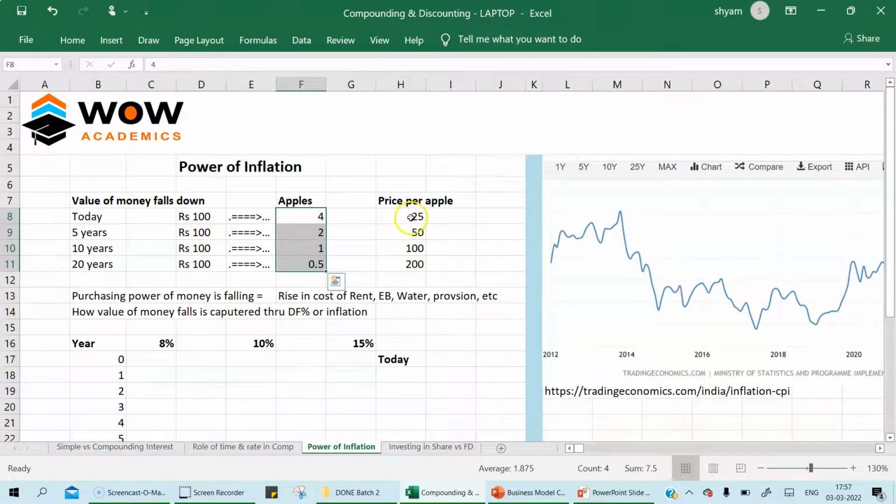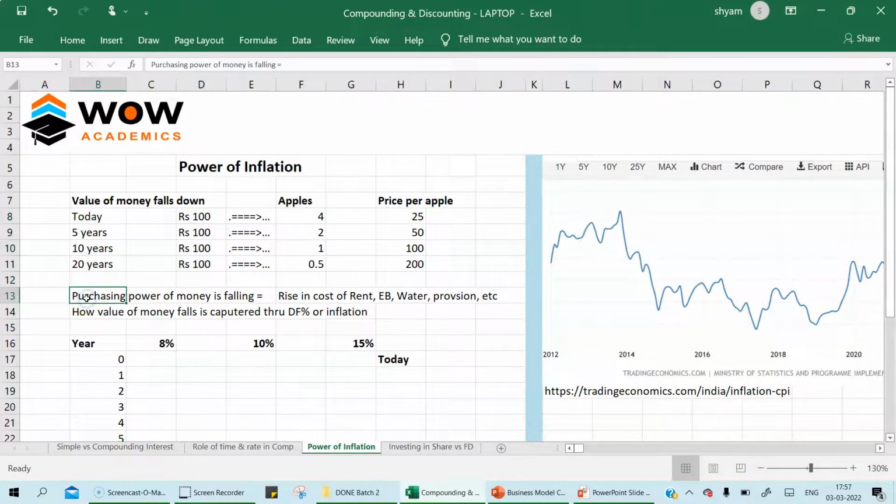And the price of apple goes up. Normally what we usually think is that the price of apple keeps on going up. But that is not the key idea. The key idea is that the value of money actually keeps on going down. Even though the 100 is 100, the purchasing power of 100 keeps going down. So you only get fewer apples.